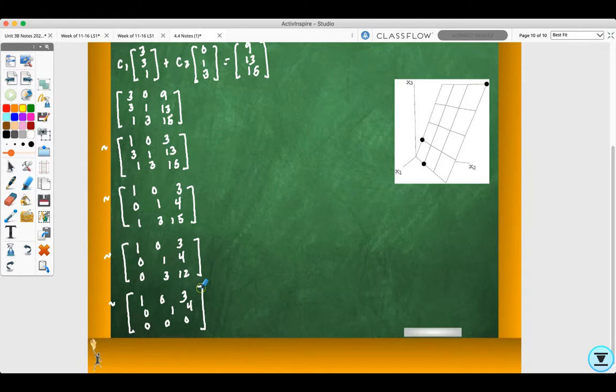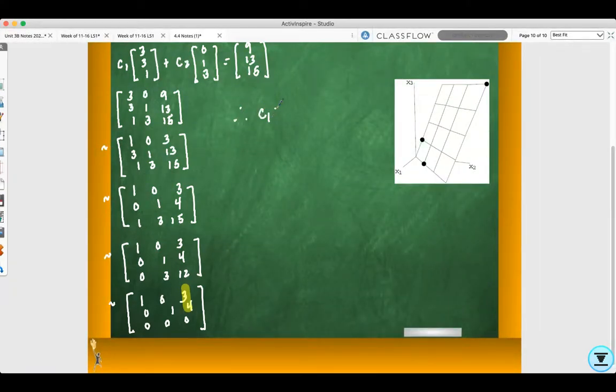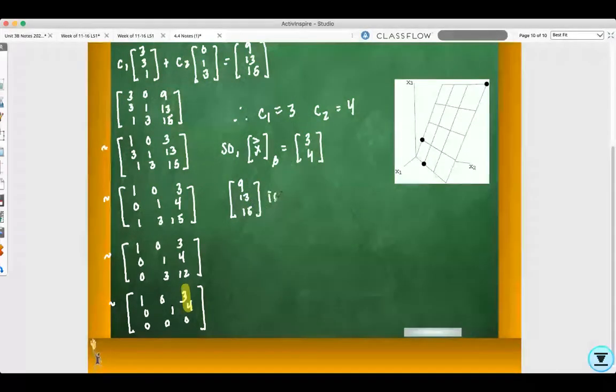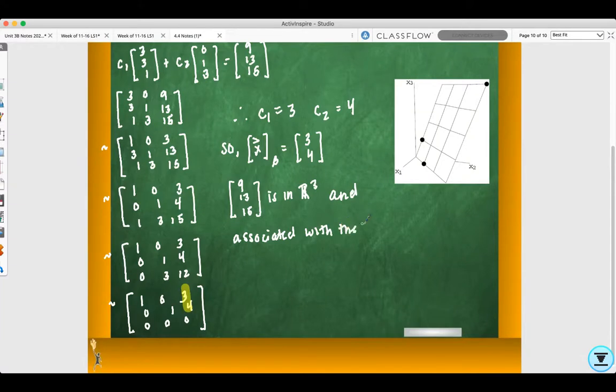And right here, we would have our answer. So therefore, c1 equals 3 and c2 equals 4. So the coordinate vector of x relative to B is 3, 4. And 9, 13, 15 is in R3 and associated with vector 3, 4 in R2. H is isomorphic to R2.